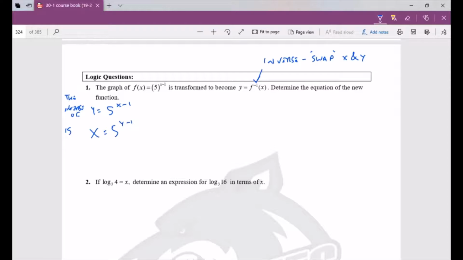That is its equation. We probably should simplify it by getting y by itself. How do we get y by itself? Right now it's in the exponent. Well, we swap this around to log form. And technically this is the same as just taking the logarithm of both sides. So we can look at it that way. Log x is equal to the logarithm of 5 to the y minus 1.